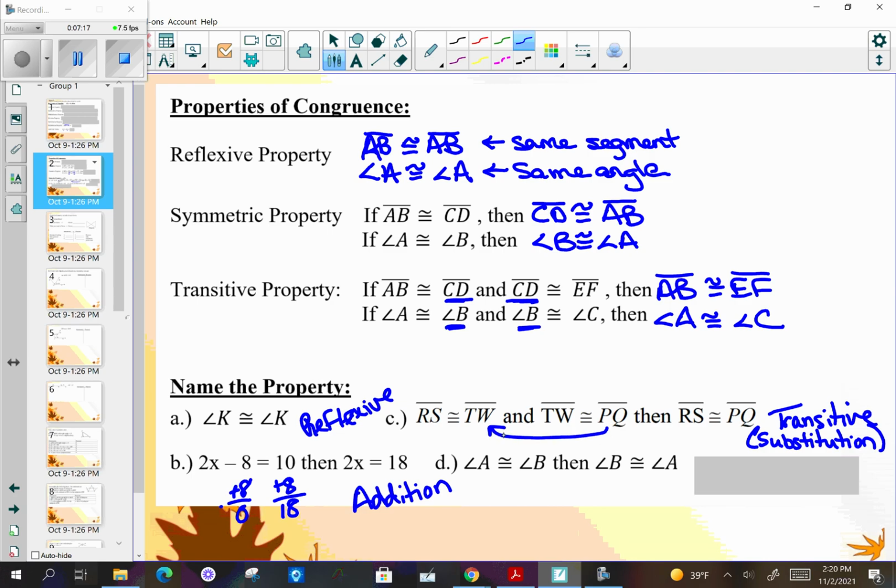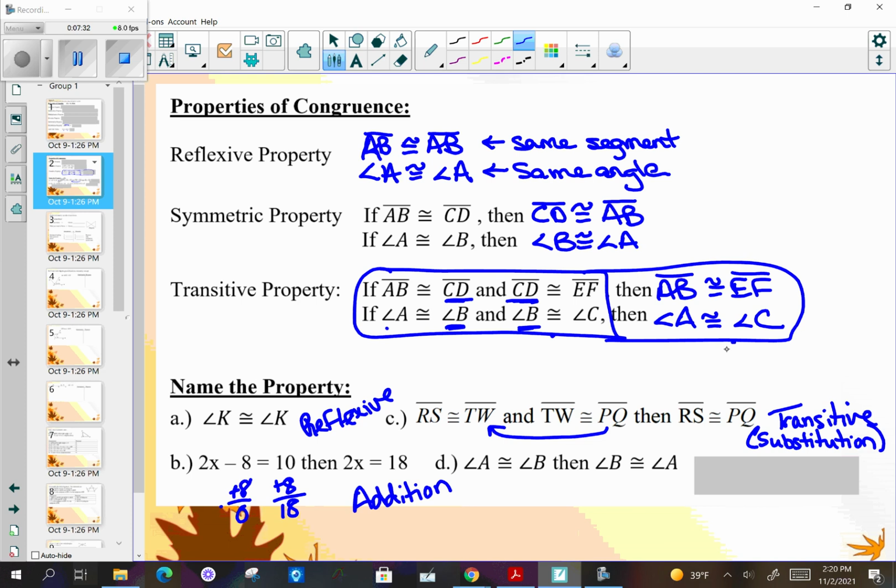Transitive is a very special setup. It has to be RS congruent to TW and TW congruent to PQ, so then we can slap it together and say RS is congruent to PQ. So this whole three-way statement has to happen. The two pieces and then the third one combining them. But substitution, you could do that one pretty much anytime. So I usually pick substitution in this case, but it is a transitive property, so transitive would be correct. But I like to realize that I'm actually putting PQ in place of TW because it's equal, so it's a substitution problem.